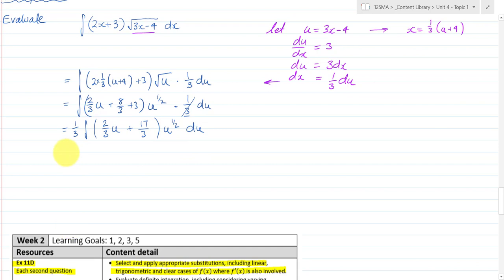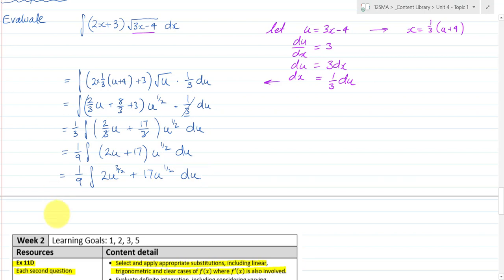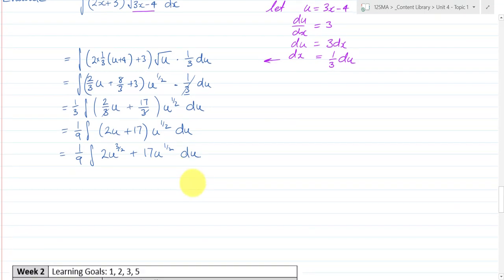I'm going to take another third factor out because I want to get rid of these. So that gives me a 9th out the front, the integral of 2u plus 17, u to the power of a half du. And that is a 9th, the integral of 2u to the power of 3 over 2 plus 17u to the power of a half du. So all I've done there is recognise that now that u is a simpler term, I can expand this.